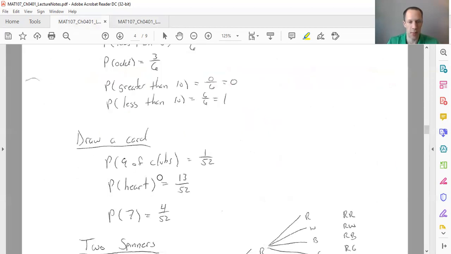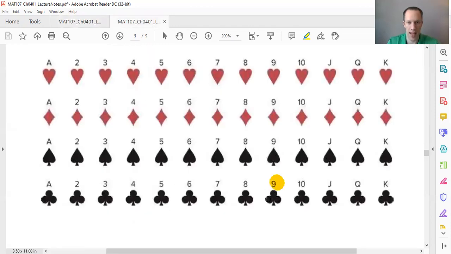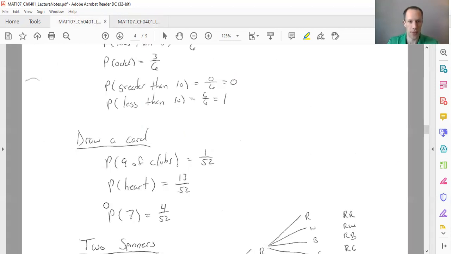So what's the chance that we pick the 9 of clubs? Well, that would be the card that has the 9 and the club on it. That's one of the cards out of the 52 in the deck. So 1 out of 52.